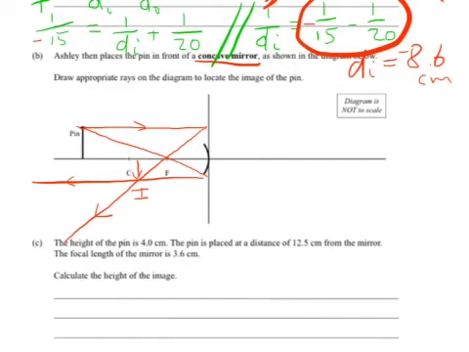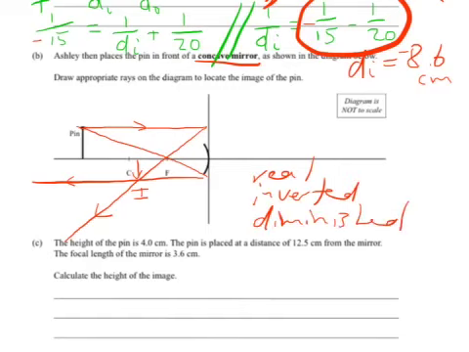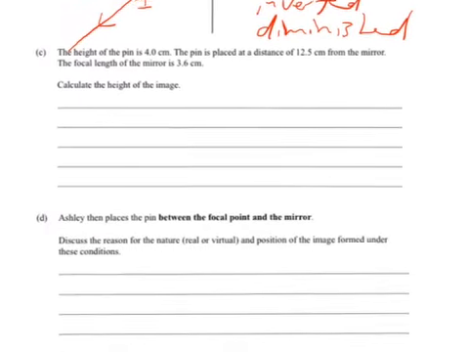Let's see. We don't have to give the nature of the image, but just out of interest, it is a real image. It's inverted, and it's diminished. That is, it's smaller. Okay. And then C. The height of the pin is 4 centimeters.